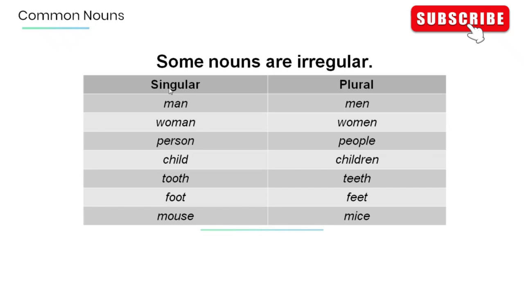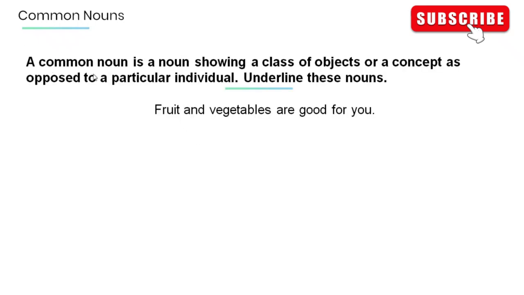Now let's practice a bit. As earlier mentioned, a common noun is a noun showing a class of objects or a concept as opposed to a particular individual. Now I want you to read the sentence, "Fruit and vegetables are good for you," and underline these nouns. Fruits, vegetables are the nouns.